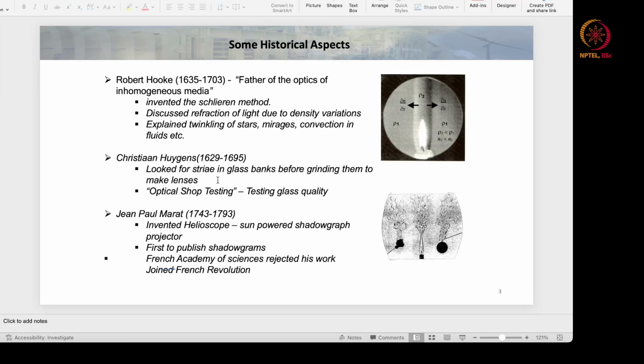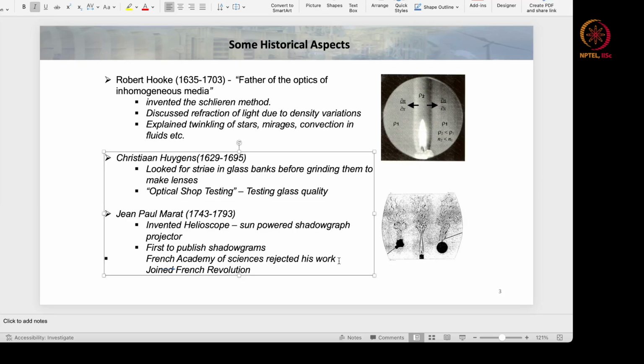Now, Jean-Paul Marat invented what we call the helioscope, which is a sun-powered shadowgraph projector. These are the nice images that you see, and he was the first to publish these shadowgraphs. Unfortunately, the French Academy of Sciences rejected his work, and he joined the French Revolution. Science faces a lot of problems, so to say.